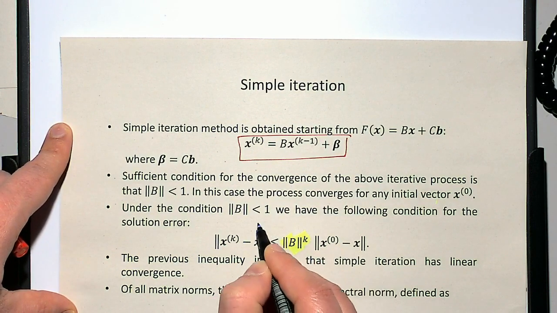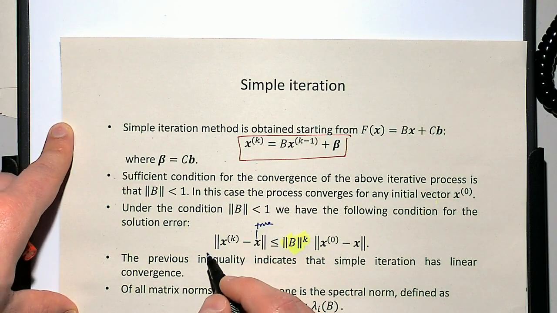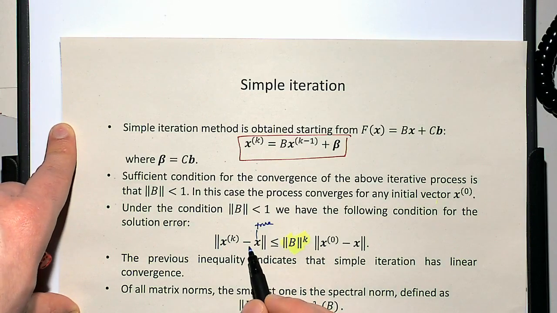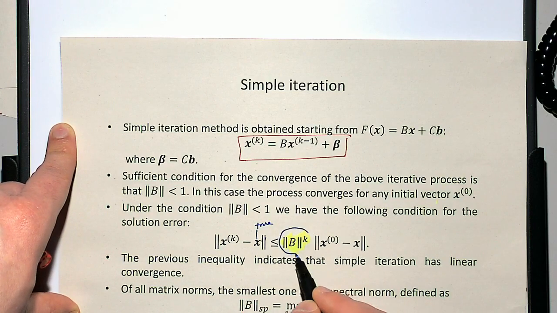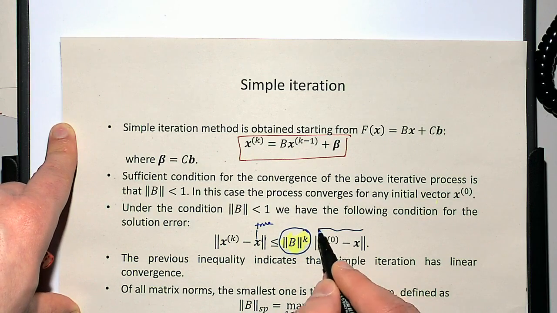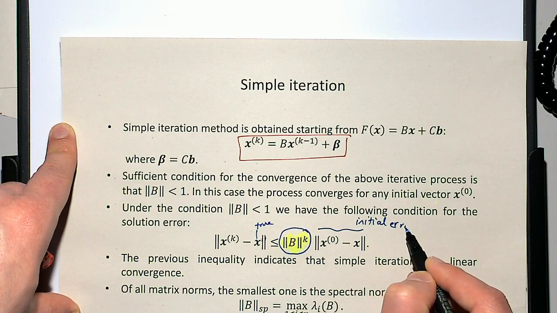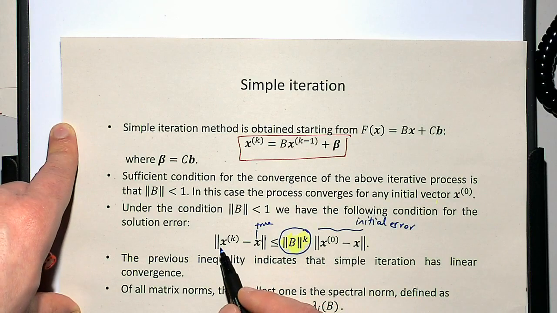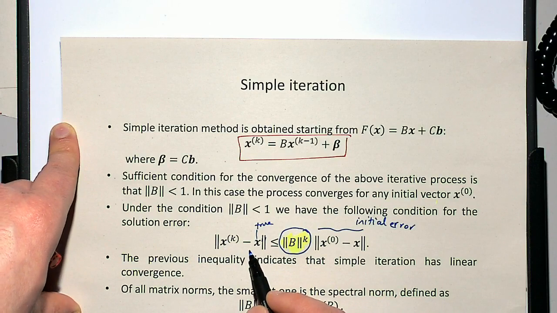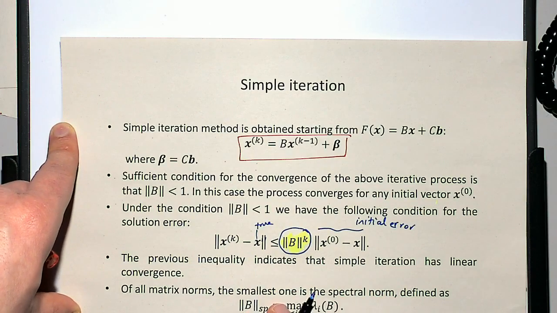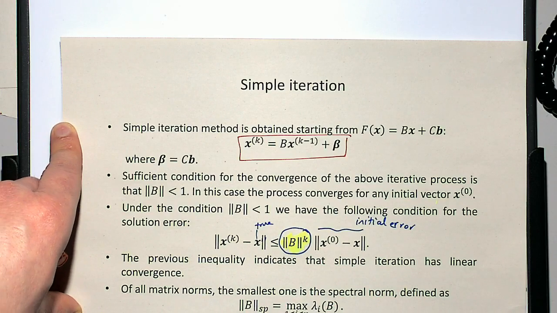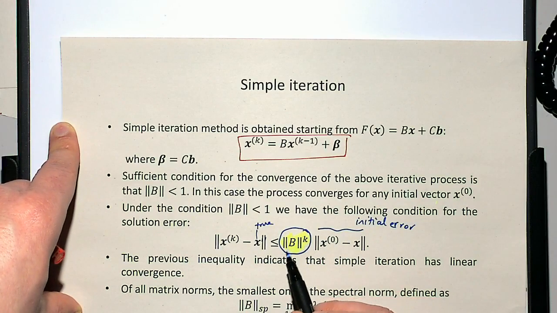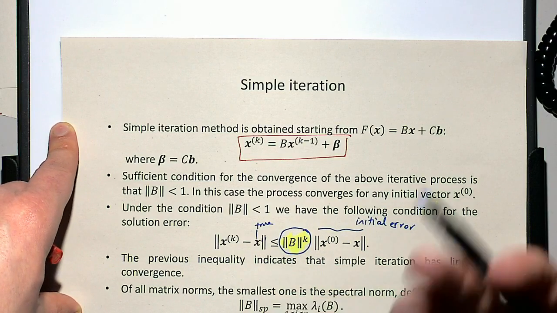So this is the true solution here. At the kth iteration, this is the norm. A norm is going to measure just the size of a vector. So here the vector is the deviation of x_k from the actual solution. And this norm has to be smaller than this magnitude multiplied by another norm. So this is the initial error that we have: how far our initial guess was from the actual solution. And this is how far we are after the kth iteration from the actual solution. What makes sense is that after the kth iteration, we should be closer to the actual solution, right? So whatever that distance was at the beginning, multiplied by this norm of B to the power k, has to be the upper bound of the distance at the current iteration.